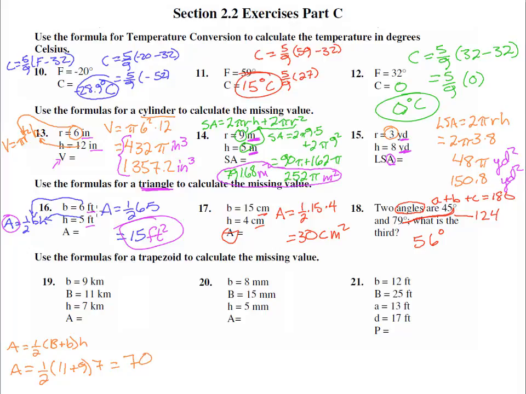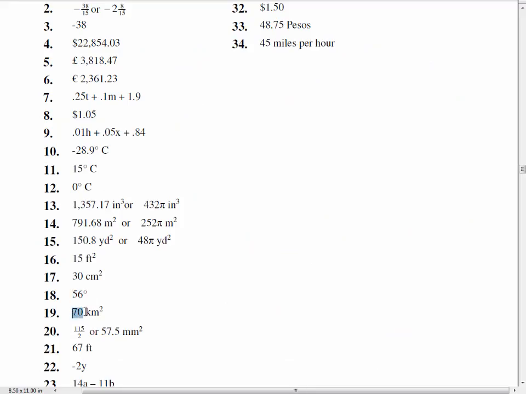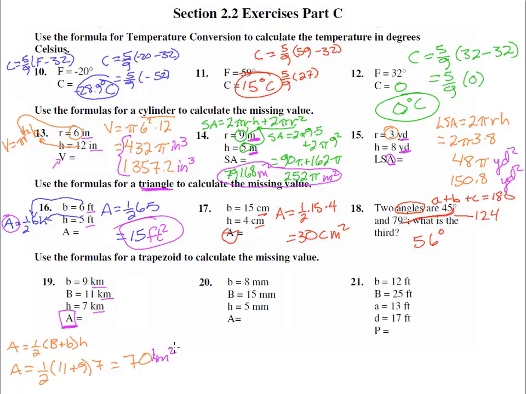Now let's look for our units. Kilometers are the lengths, but we are looking for area, which is a second dimensional object, so this will be in kilometers squared, square kilometers. Let's double check that answer. 70 kilometers squared is correct. Number 20, we have the same formula because we're looking for area here.